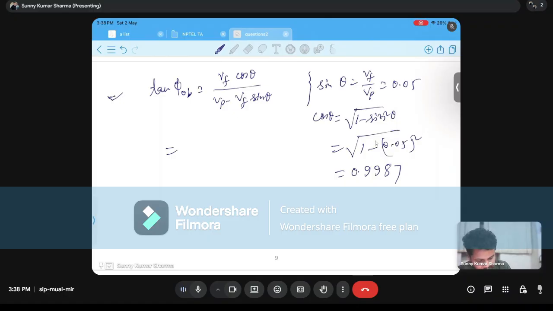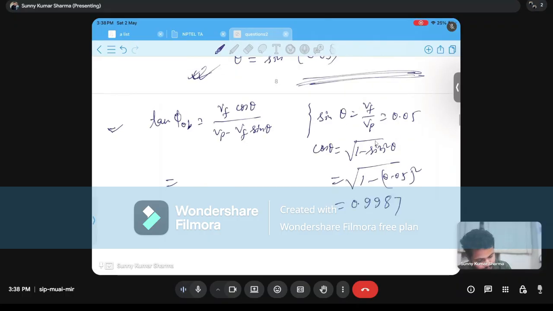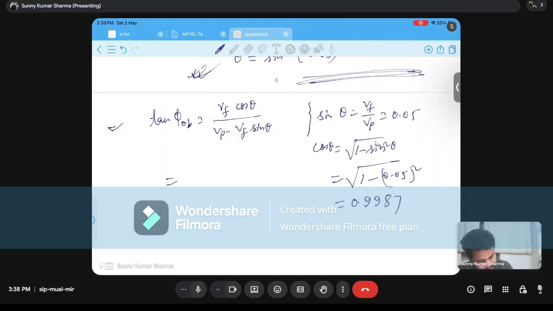Cos theta and sin theta values we know, but PF and VP values we don't know. So what we can do is make everything in terms of VF or VP, so that term will get cancelled out. Suppose we put VF in terms of VP: VF by VP is equal to 0.05, meaning VF is equal to 0.05 VP.